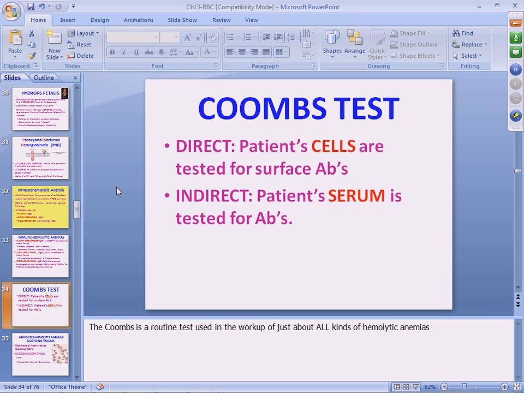And when you work up your patients with anemias, and it would seem like almost all the anemias we've talked about so far are hemolytic anemias, it's just a standard part of every hemolytic anemia workup.